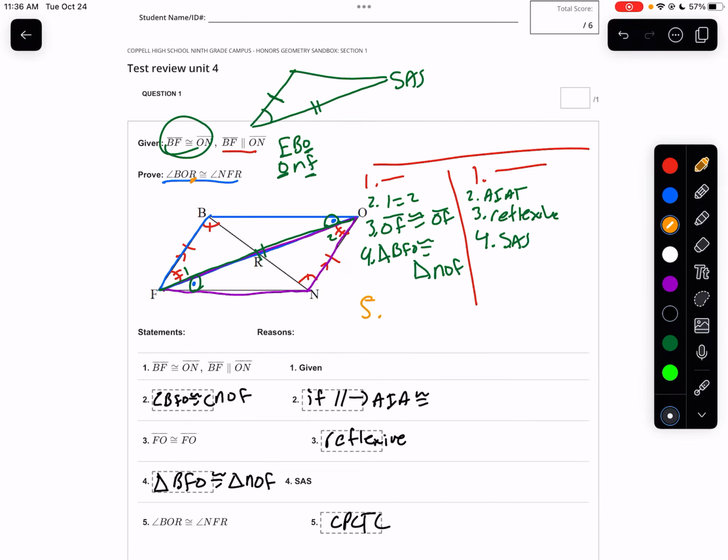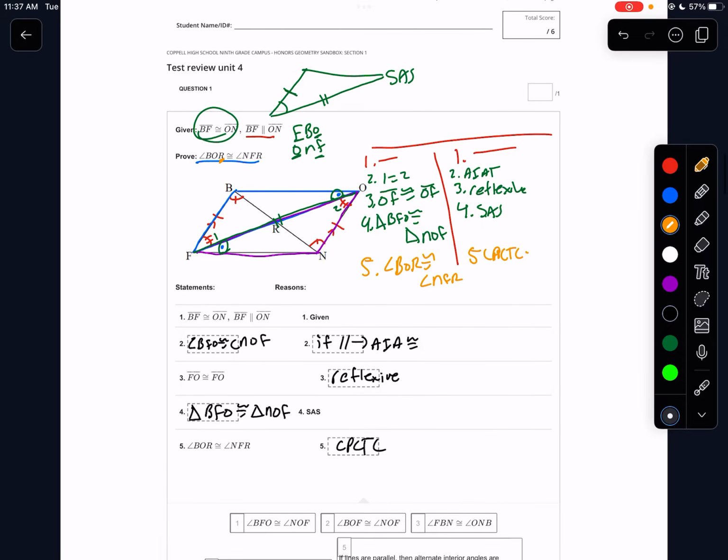We can now say angle BOR, since they said R, I'm going to say R is congruent to angle NFR. And those are the corresponding parts of congruent triangles. Therefore, they're congruent. Ooh, tough little job there. I know you guys can do these, though.